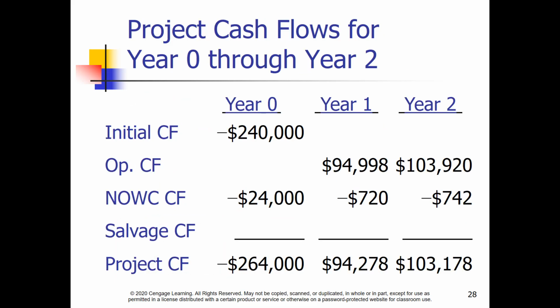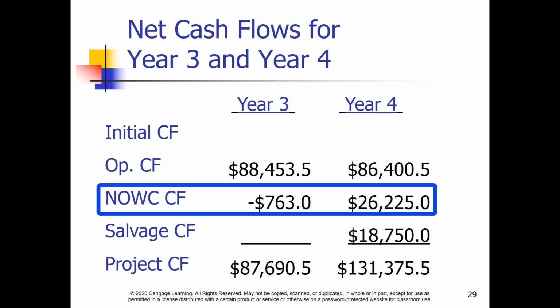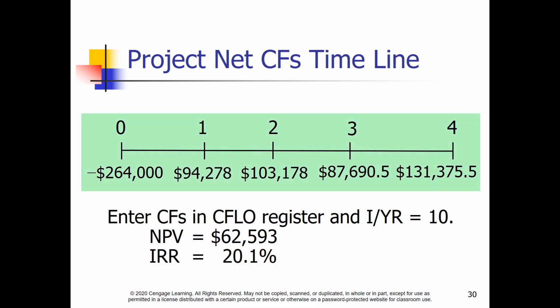Recapping where we are now, here we are for years 0 through 2 and years 3 and 4. Note the recovery of net working capital and salvage inflow in year 4. These are our final cash flows for years 0 to 4. These are the numbers you enter to find NPV and IRR.